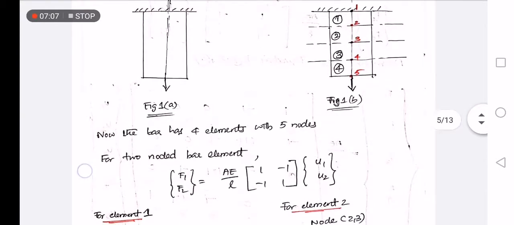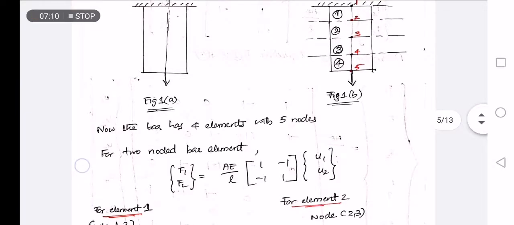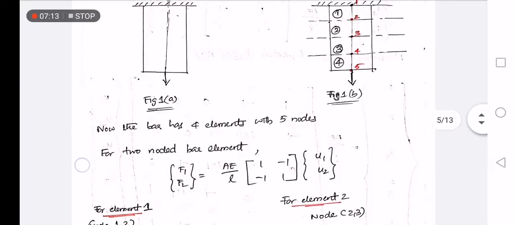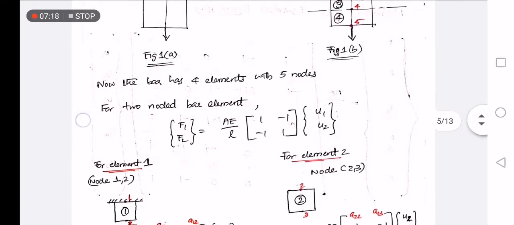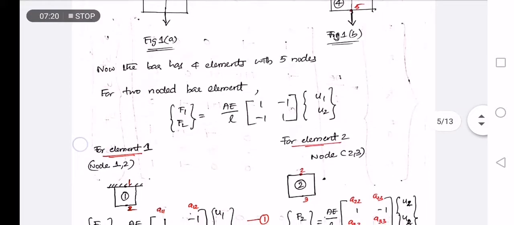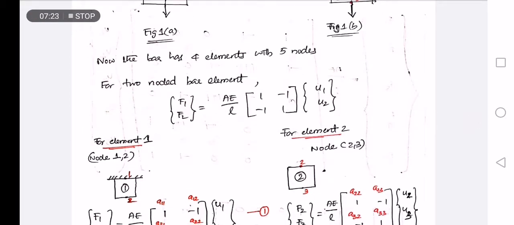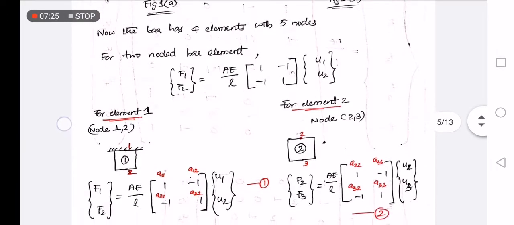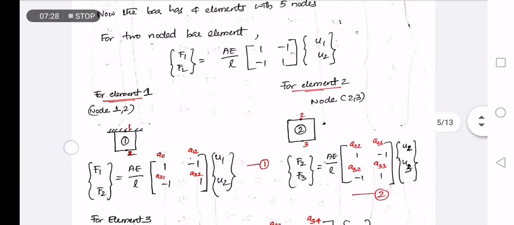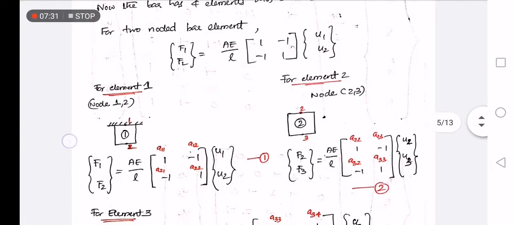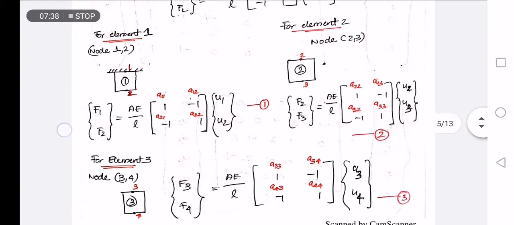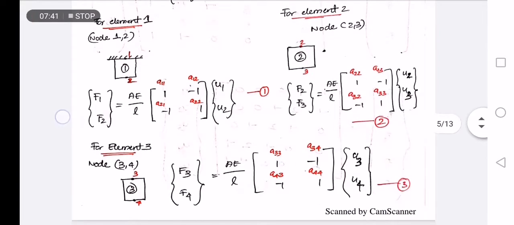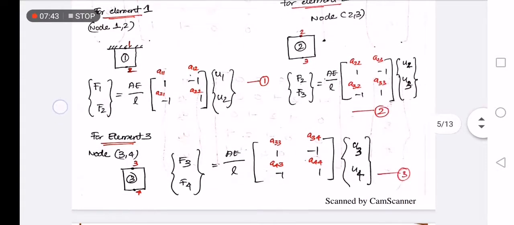We discretized the element into 4. So consider one element which has two nodes, isn't it? Element 1 has two nodes, element 2 has two nodes, element 3 has two nodes, sorry. So you can apply this two noded bar element equation everywhere. For element 1 having node 1 and 2, we will apply this equation. For element 2 having node 2 and 3, we will apply the same equation. For element 3 having node 3 and 4, we will apply the same equation.